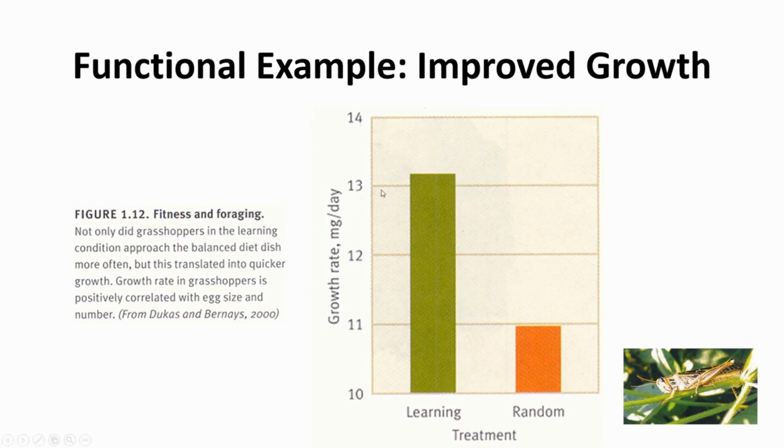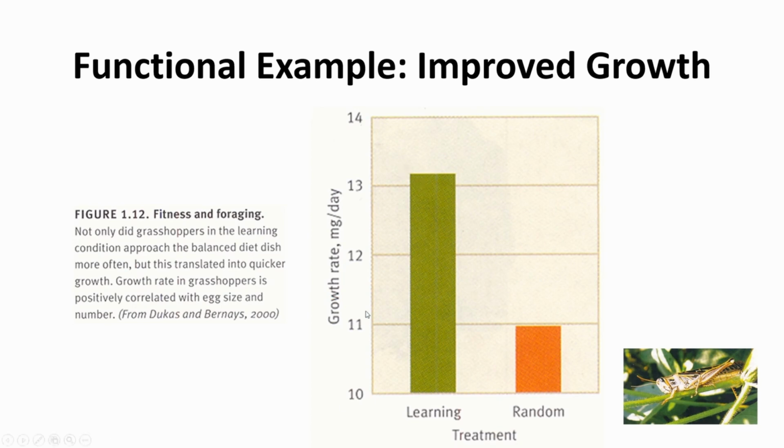And our learning group had a much, much higher growth rate than our random or control group. In fact, our learning group ended up growing about 20% faster than the random group, which is a massive increase in fitness. This study and others that stemmed from it showed lots and lots of different variants of this. They also found that growth rate is positively correlated with egg size and number of eggs laid. So an even more direct connection to fitness there as well.